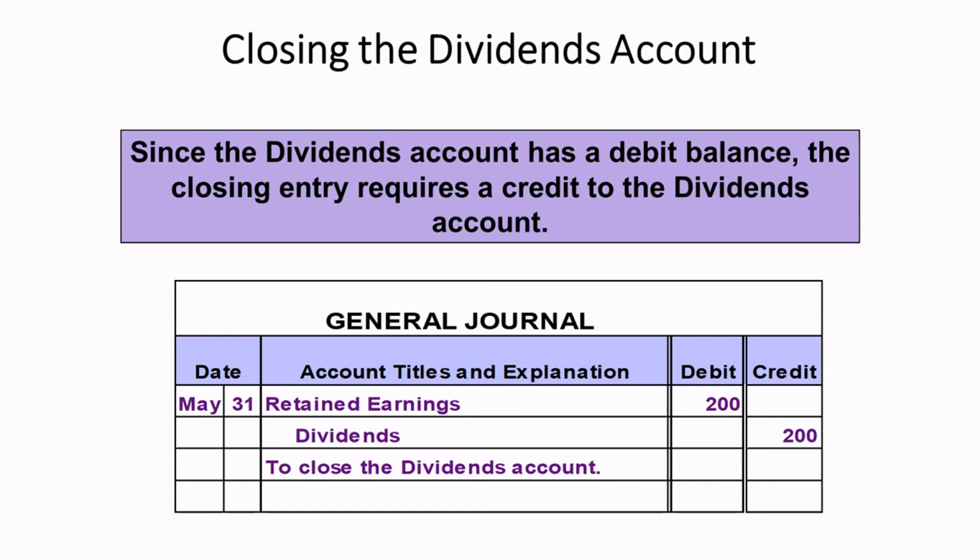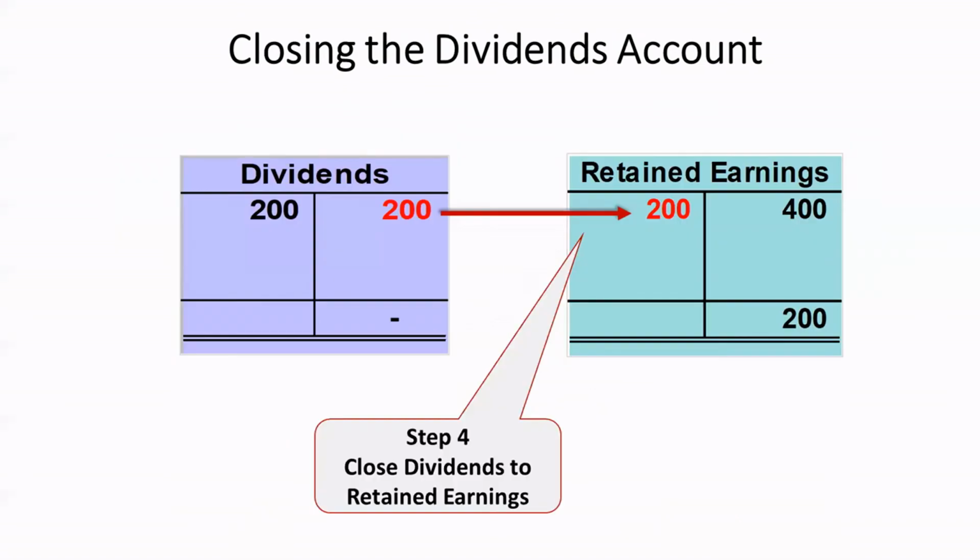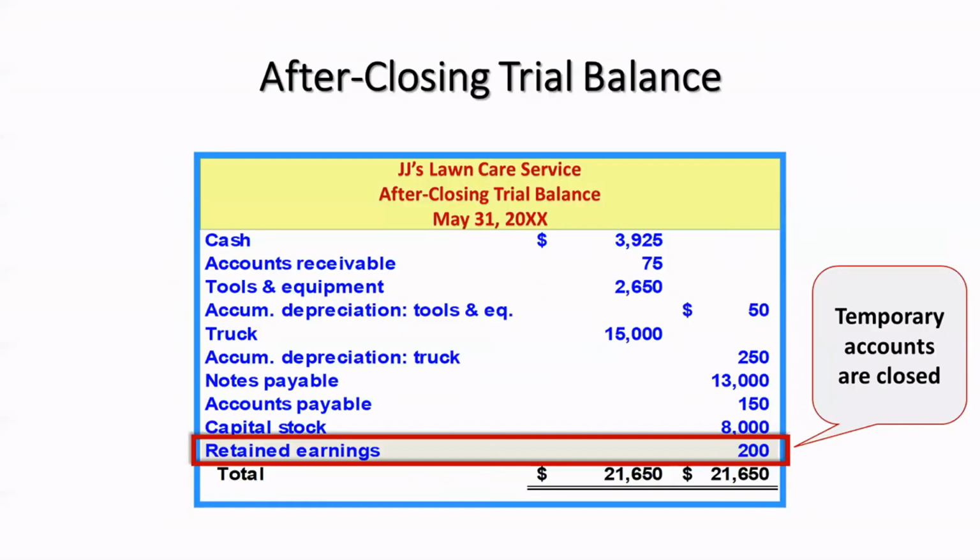Let's look at the ledger account balances. After we post the closing entry, the dividends account has a zero balance. Retained earnings now has a credit balance of $200. This is the ending balance of retained earnings and is the amount that appears on the balance sheet for J&J's Lawn Care. After preparing all the closing entries, an after closing trial balance is prepared.